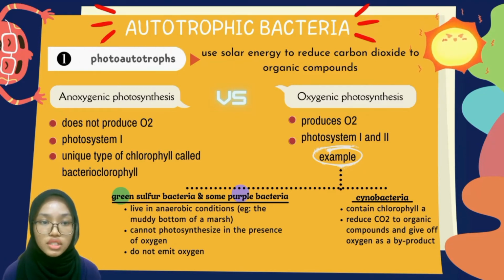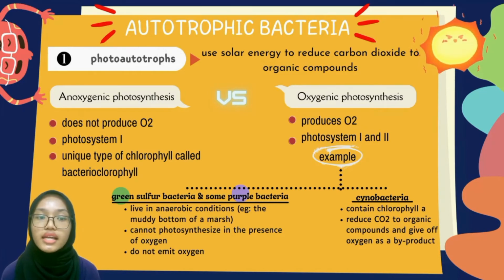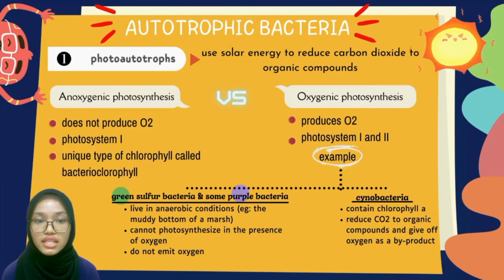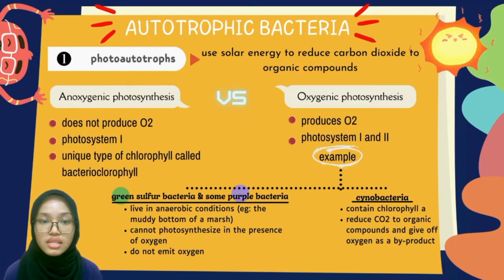For anoxygenic photosynthesis, there is one more characteristic, which is that they have a unique type of chlorophyll called bacteriochlorophyll that acts as a special pair to drive the photosynthetic electron transfer in the reaction center. There are some examples of anoxygenic photosynthesis bacteria, which are green sulfur and some purple bacteria. They live in anaerobic conditions, such as at the muddy bottom of a marsh, and they cannot photosynthesize in the presence of oxygen and also do not emit oxygen.